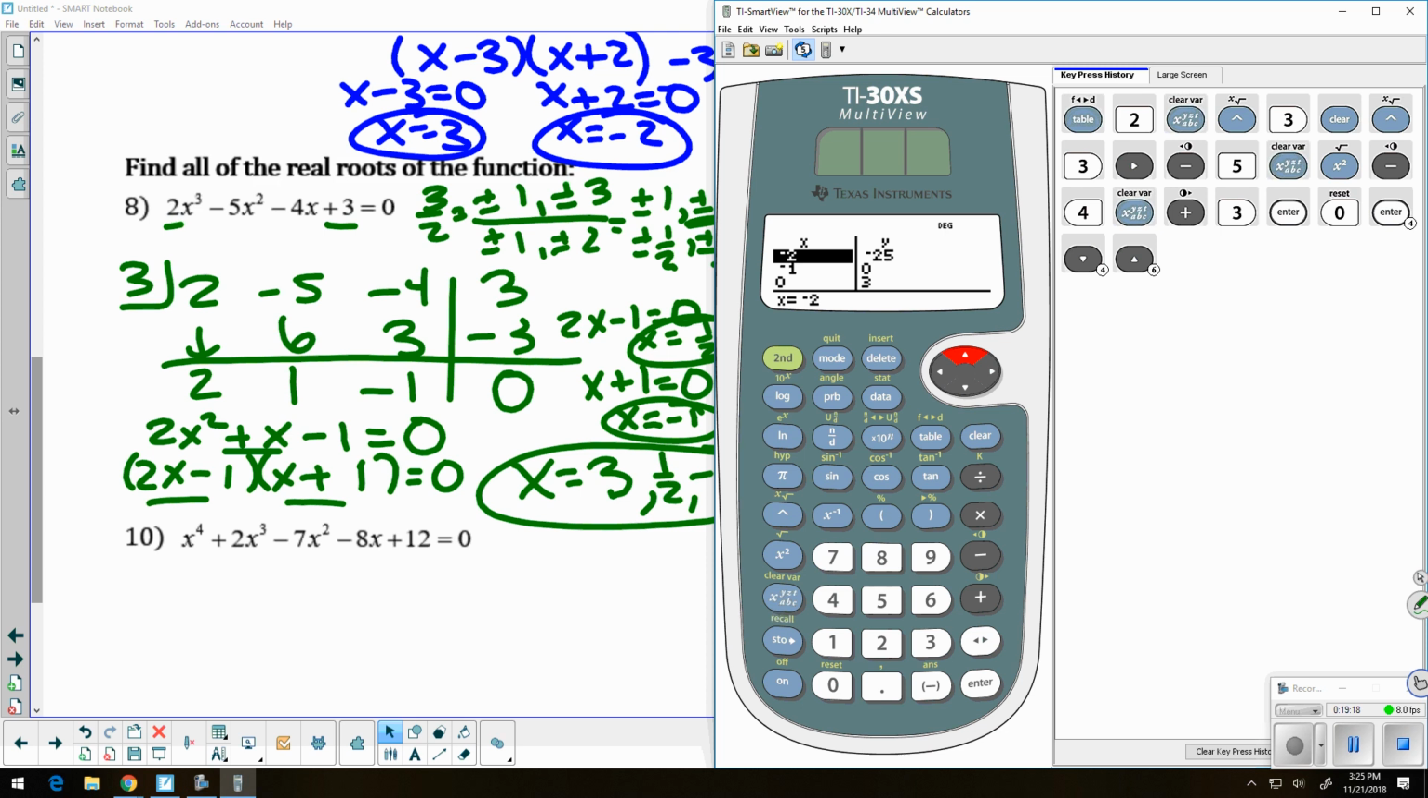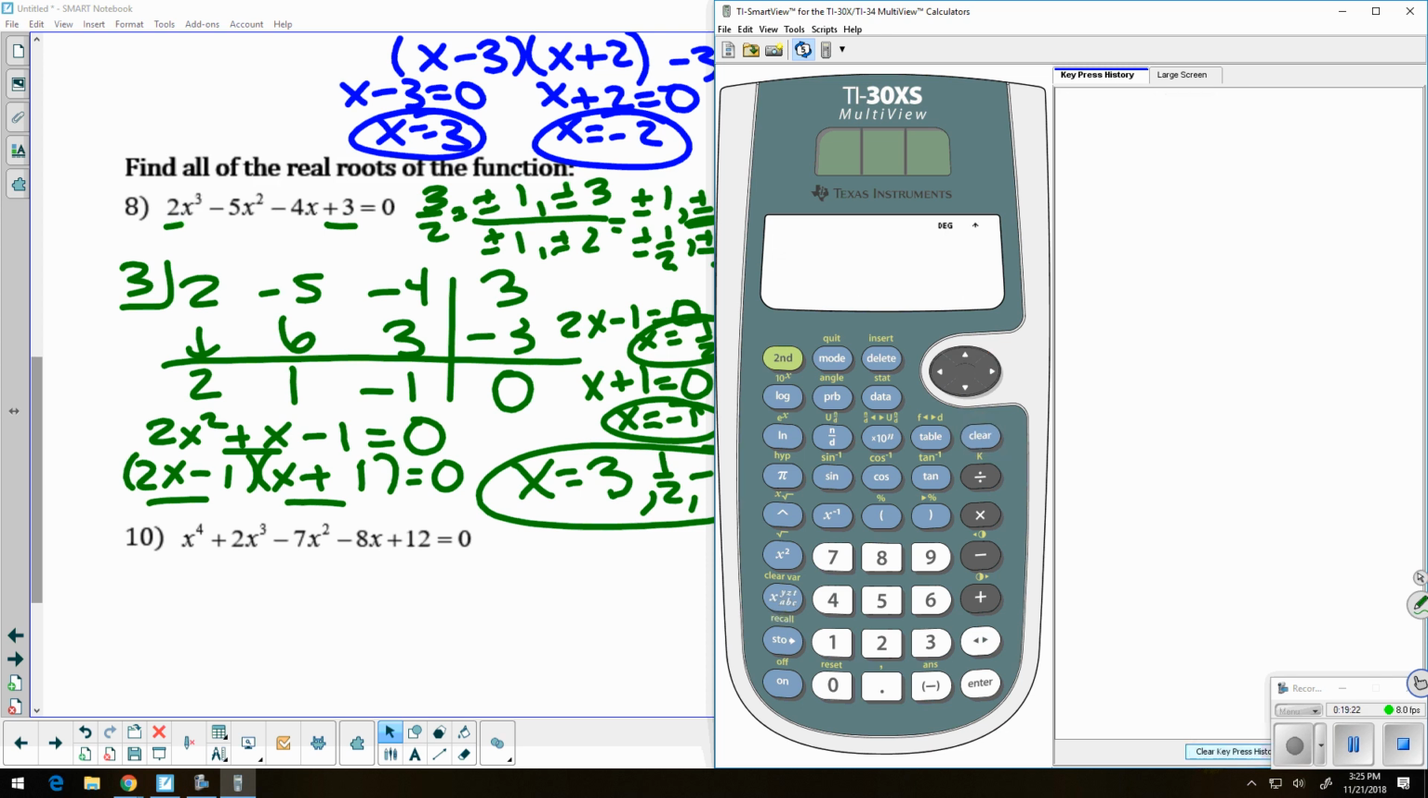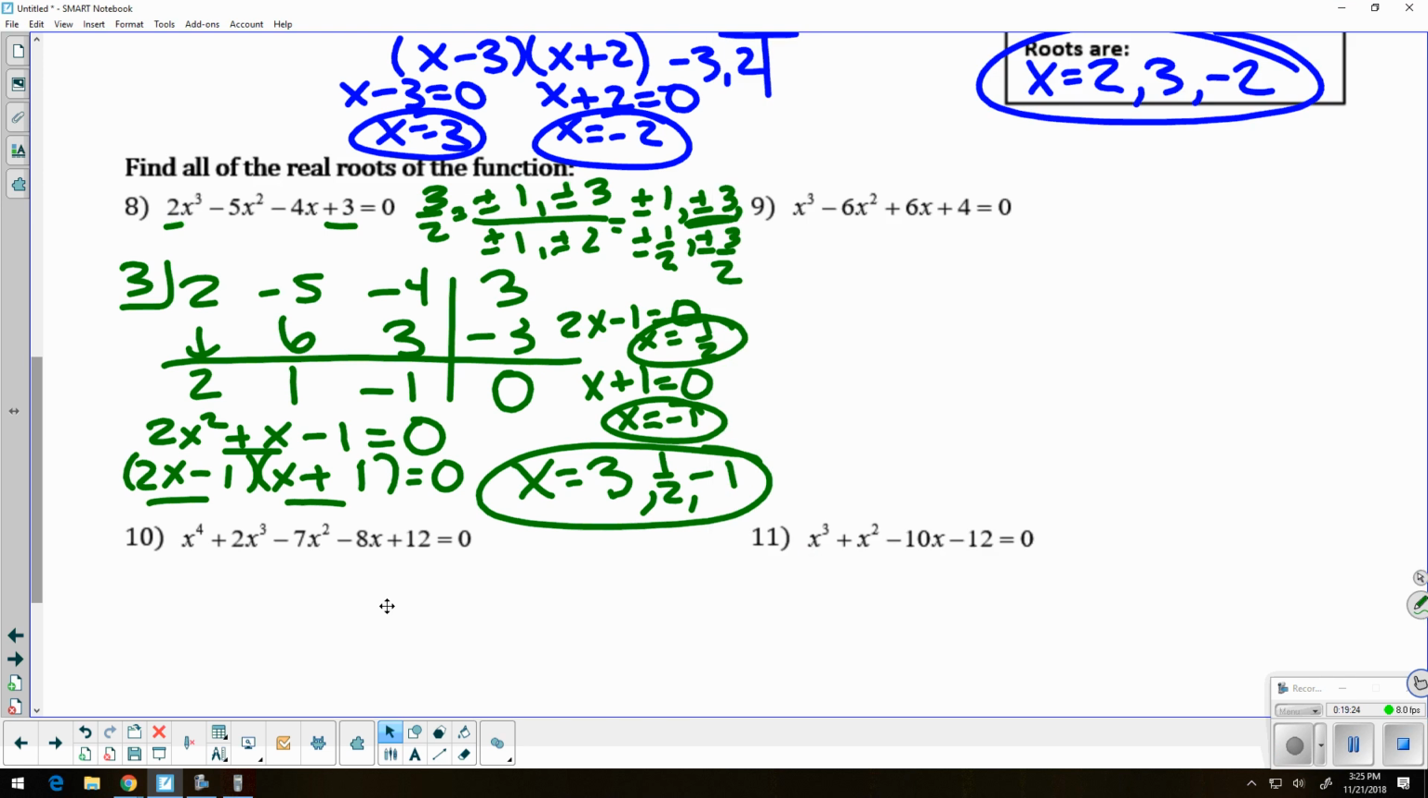All right? But I will let you guys use the calculator if that will help you to at least get one of the zeros. Okay? Just get one of them, but I still want to see the factoring process and everything else. All right, so moving on to the next one.